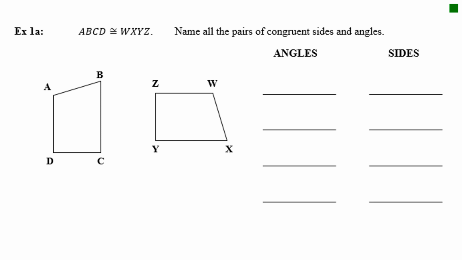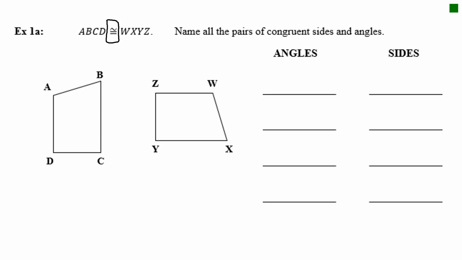Example 1A. ABCD is congruent to WXYZ. Name all the pairs of congruent sides and angles. Remember this symbol tells us that those two shapes are congruent. That's what we call a congruent statement. We're stating that figure ABCD is congruent to figure WXYZ. To be congruent means they have the same shape and the same size.